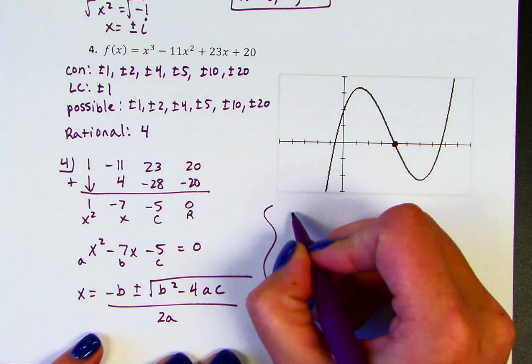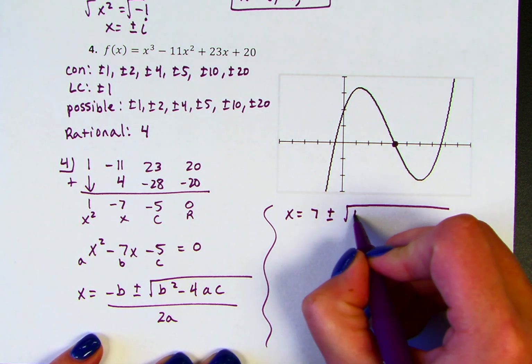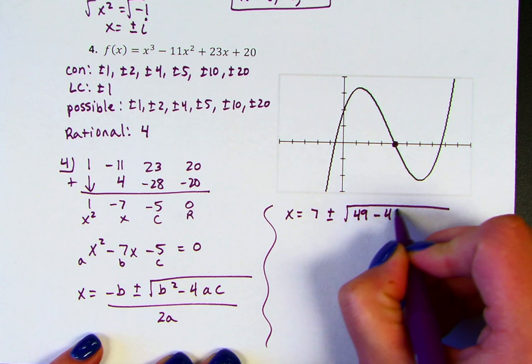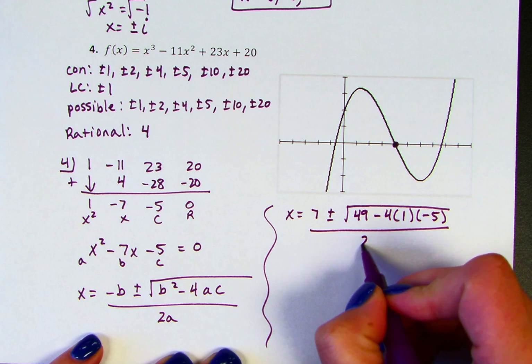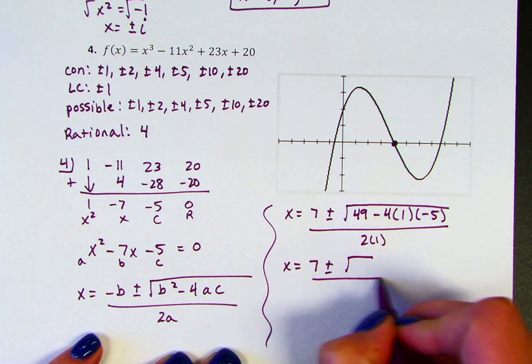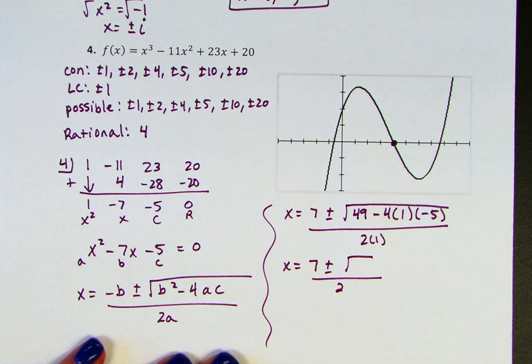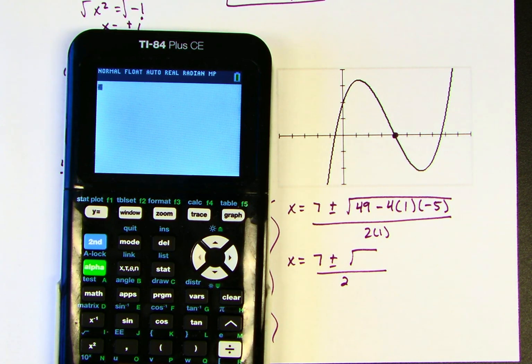So this will be positive 7 plus and minus the square root of 7 squared, so 49, minus 4 times 1 times -5, and then all over 2 times 1. So now we are just working on simplifying that. Okay. So that just means that I'm typing what is underneath my square root into my calculator. So 49 minus 4 times 1 times -5. And make sure for the -5 that you're using the negative key at the bottom of your calculator and not your subtraction key.